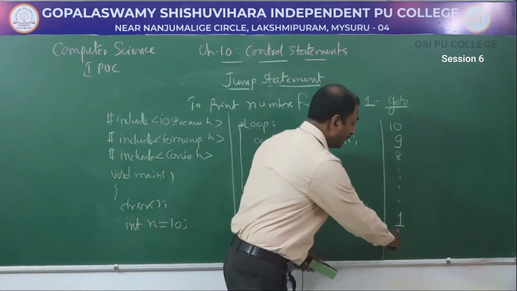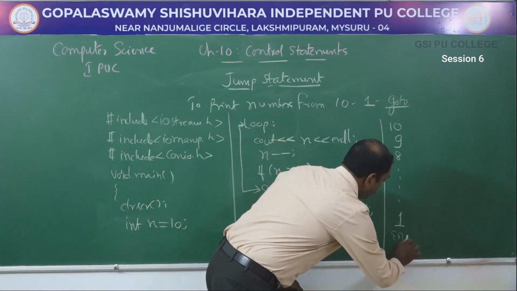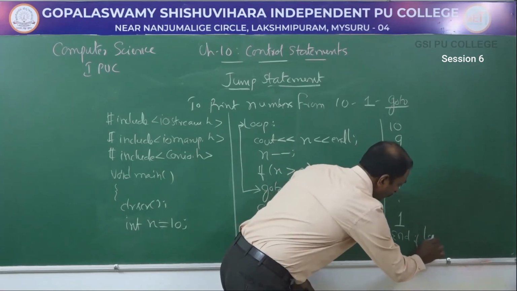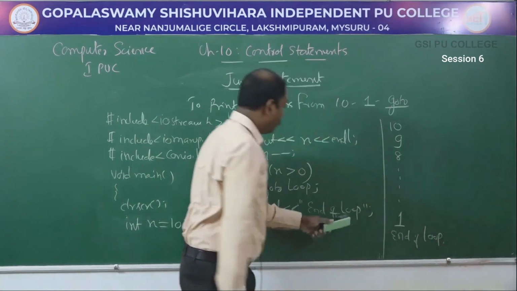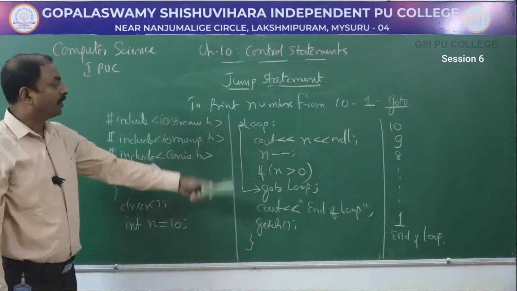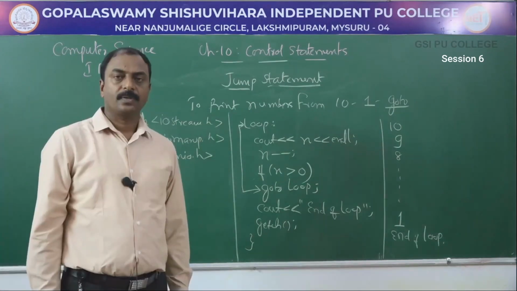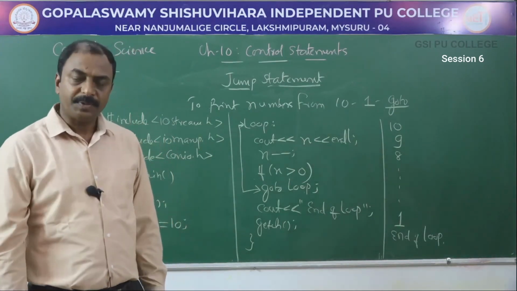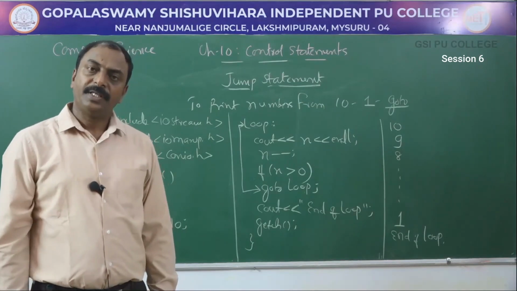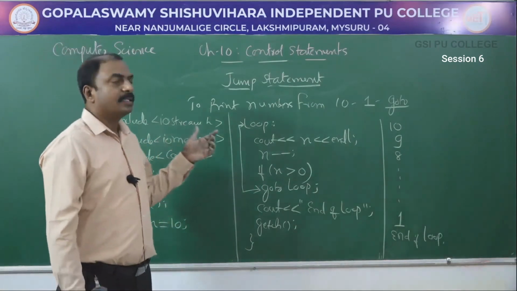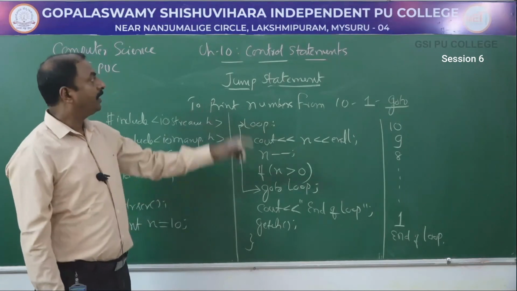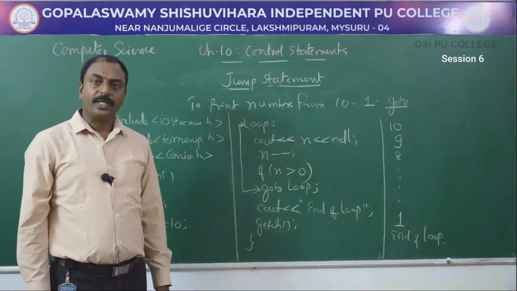So after this it is going to print end of loop. So this is how the goto statement works. With this jump statement, this chapter ends. So this is the end of chapter 10, control statements. Thank you very much.